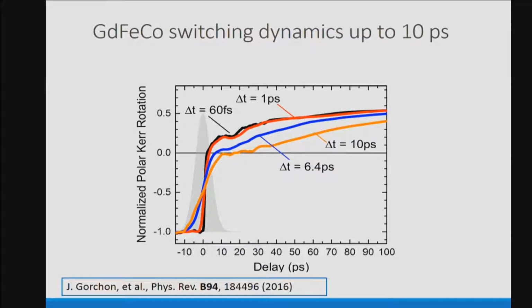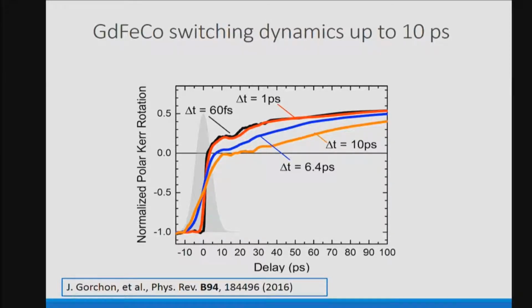So we did experiments to look at this gadolinium iron cobalt switching, where we used an optical laser pulse, and this is measuring not the element selective, this is just measuring the net magnetization as a function of time. And we varied the excitation laser pulse duration from 60 femtoseconds to 1 picosecond up to 10 picoseconds. And what we found is that indeed, even for laser pulse duration of 10 picoseconds, the switching still happens. It happens a little bit more slowly, but it still happens. So that was good news.